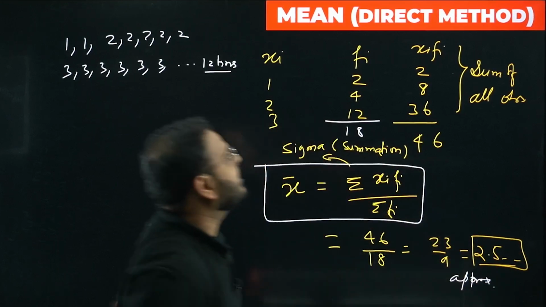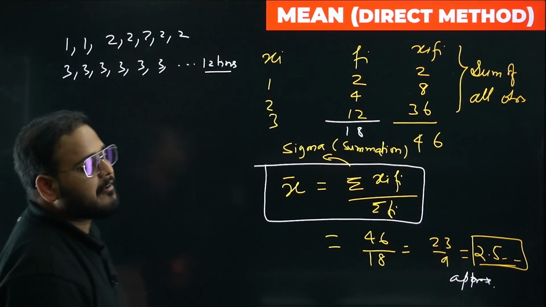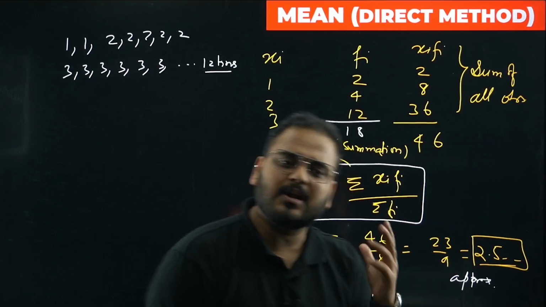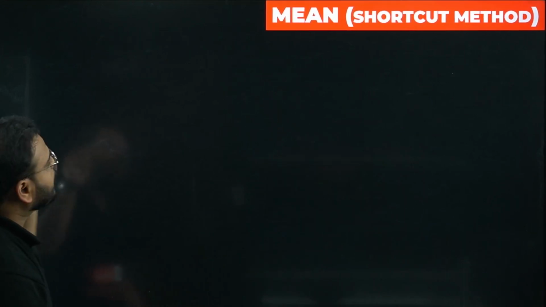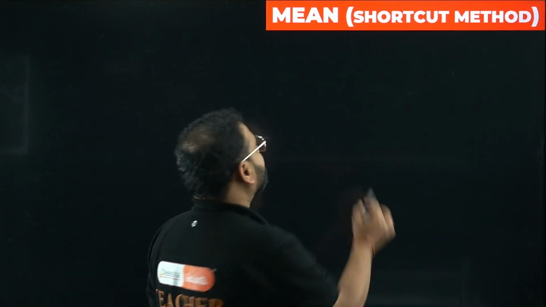Approx values for direct methods are, I hope this is clear. Very, very simple. You have used this on multiple occasions. Okay, now moving on to the shortcut method, also called the assumed mean method.